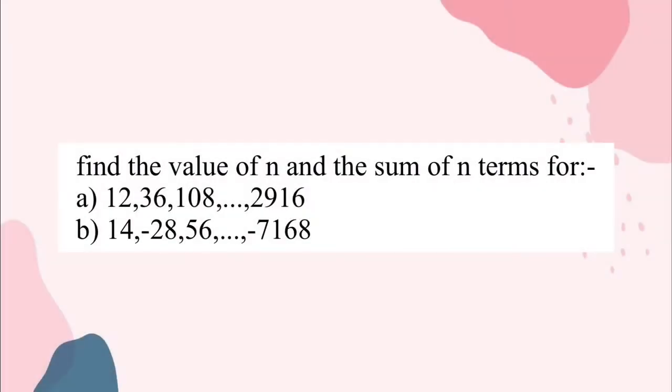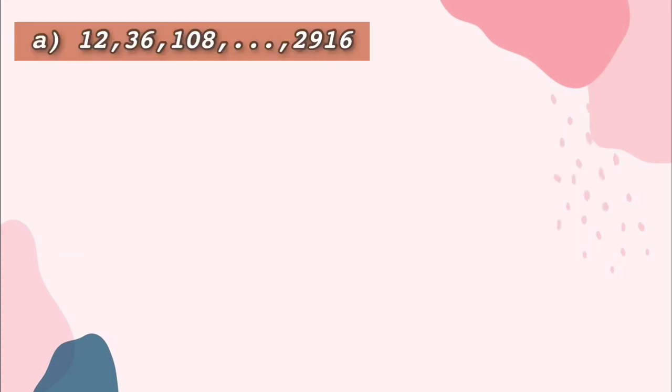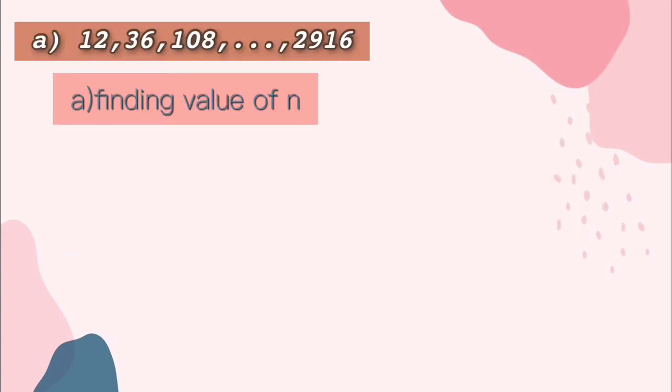Find the value of n and the sum of n terms for the following sequence. For the first question, finding the value of n. The first step to take is to find the value of a and the value of r. We can simply find a and r from the sequence given. As we know, a is the first term of the sequence, meanwhile r is the second term divided by the first term, and then we will get a equals 12 and r equals 3.